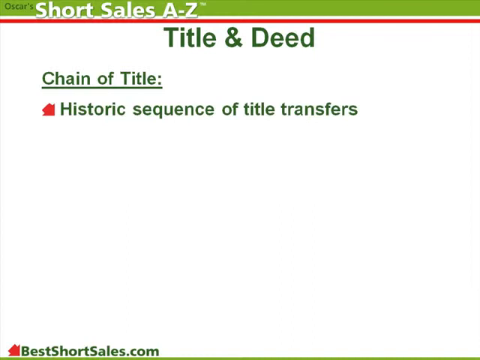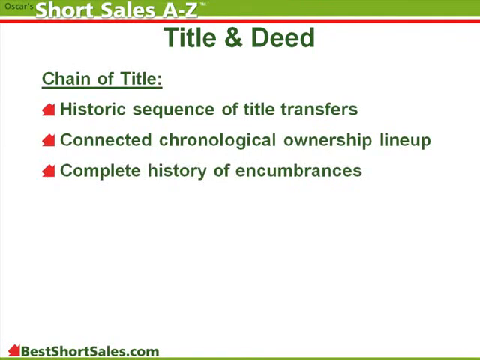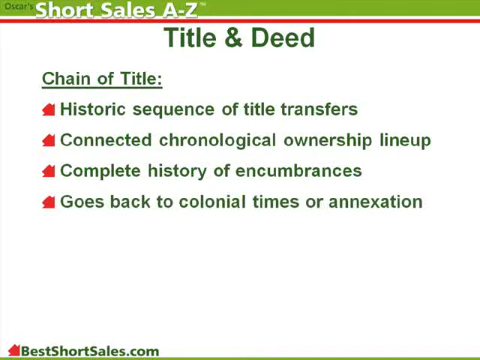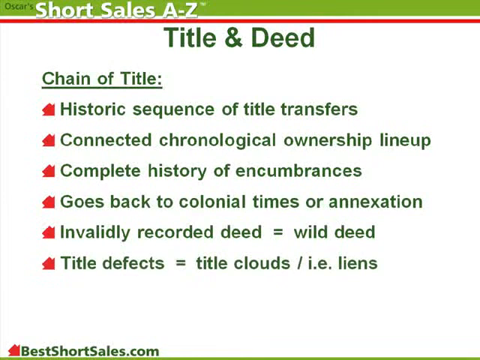Chain of title. Chain of title is the historic sequence of title transfers of a property. It is called a chain of title because it shows the connected lineup of owners in chronological order and how much was paid for the property. The chain of title also shows the complete history of encumbrances. In the U.S., complete chains of title go all the way back to the formation of the colonies or the federal annexation of the land. A deed invalidly recorded in the chain of title is called a wild deed and rarely affects present title condition of a property.